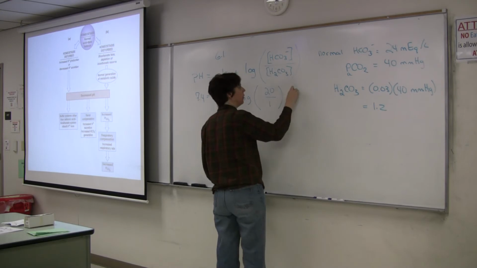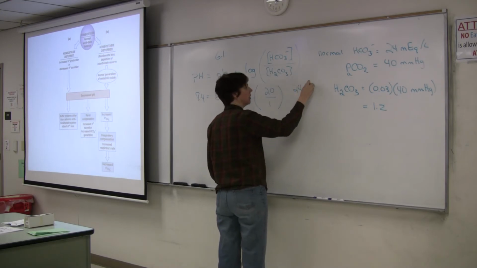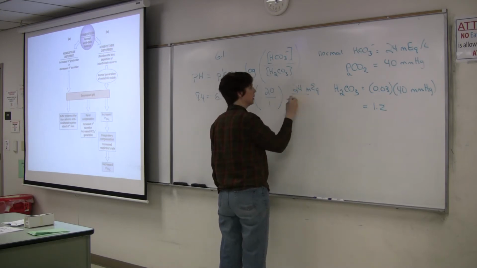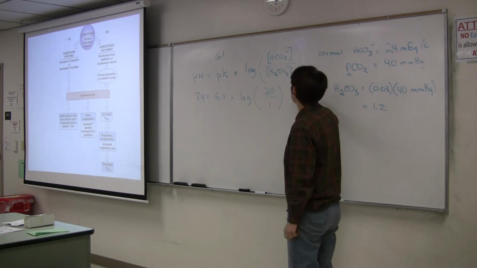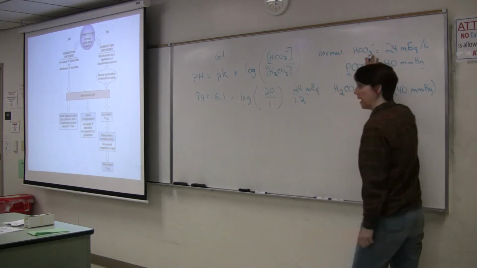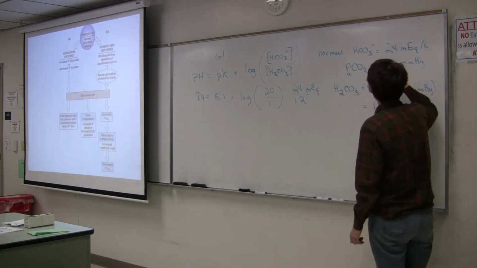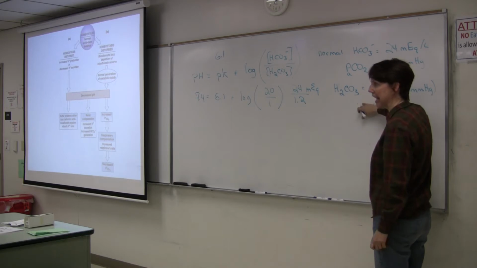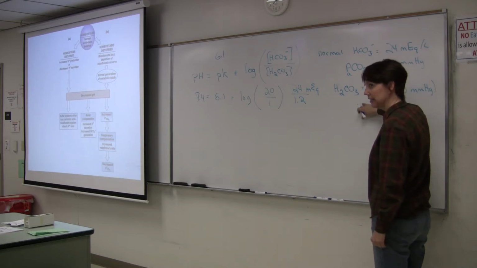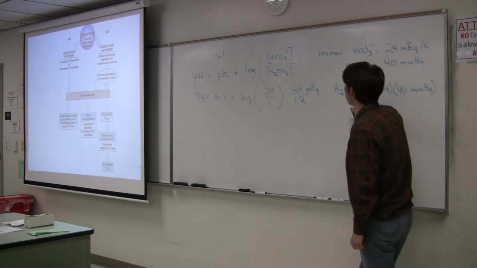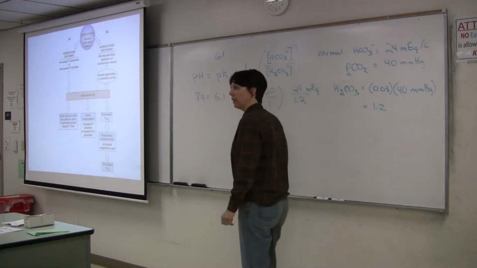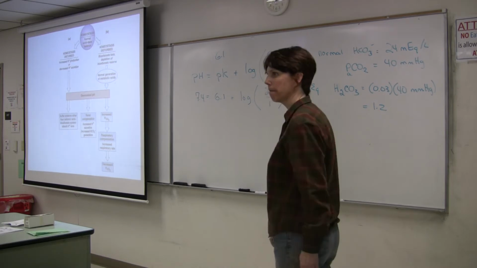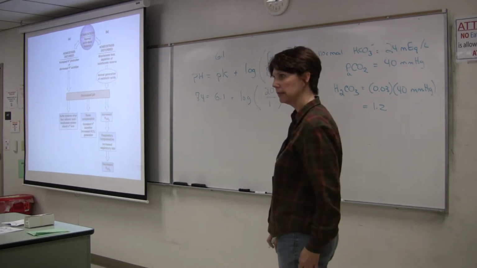We put in 24 milliequivalents of bicarbonate over a carbonic acid of 1.2. That's our 20-to-1 ratio. That's our normal amount of bicarbonate ions in the blood and carbon dioxide as carbonic acid in the blood. And when we have that value, our pH is 7.4. Everybody with me so far?